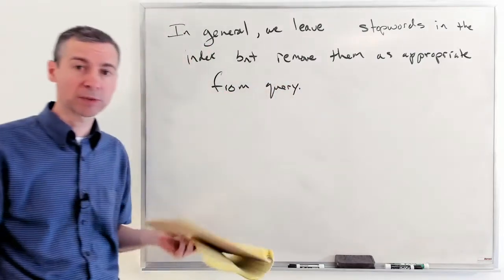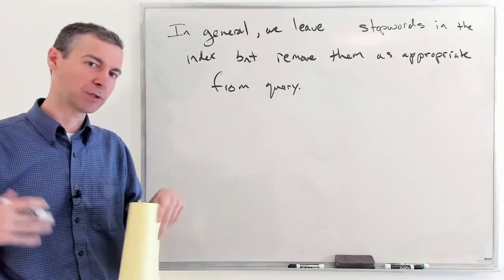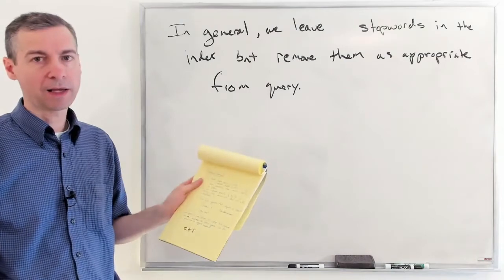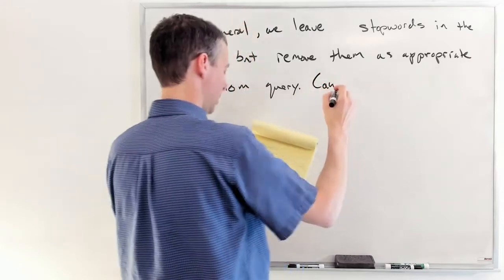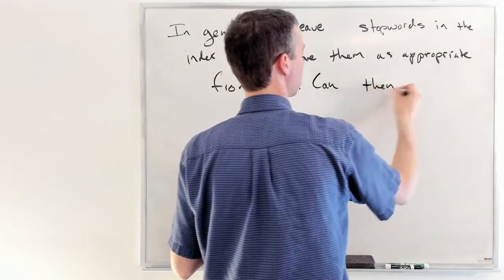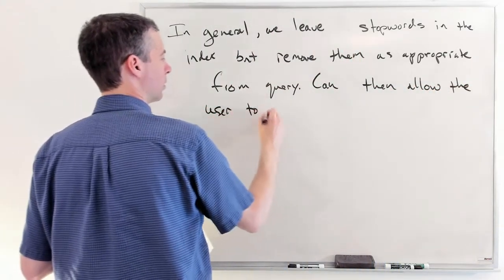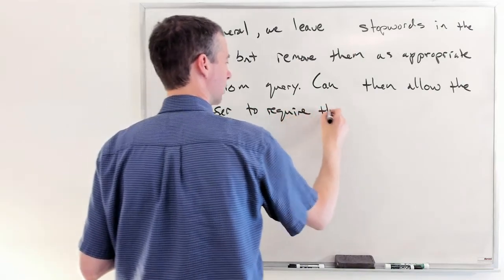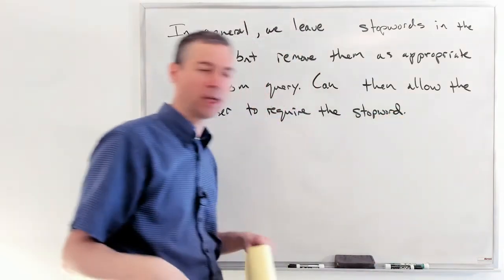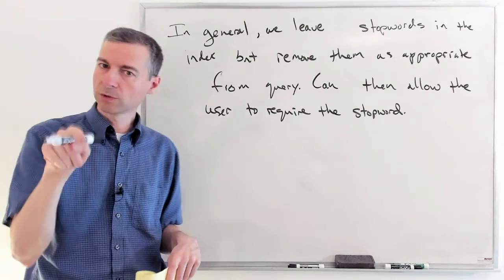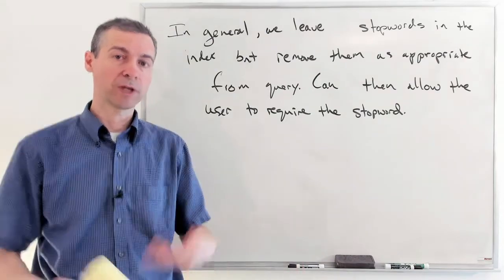So, oh, how in the world are we going to figure out that we need to remove the letter A from this query, but not from the query vitamin A? I don't know what to say about that, but if we do keep them in the index, we can then allow the user to require a stop word. So the user could certainly be like, no, don't remove this word from my query, use it. And then we're like, okay. And we use it and we help the user find what they're looking for.